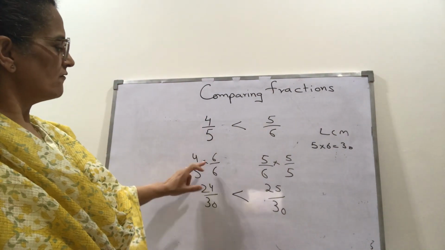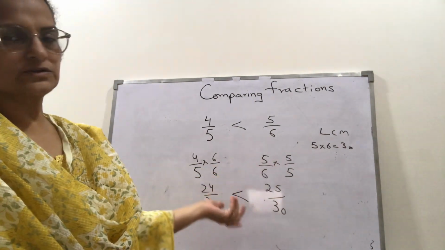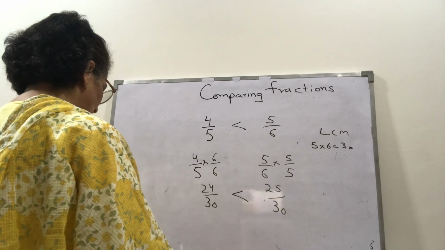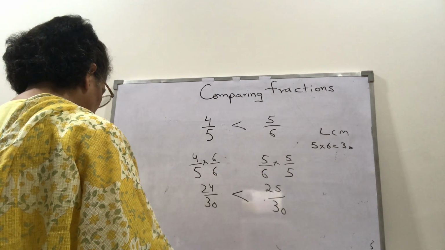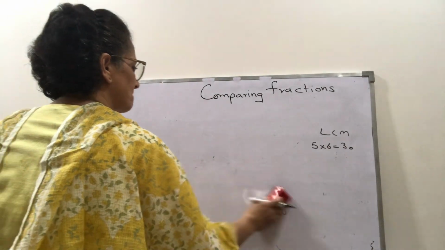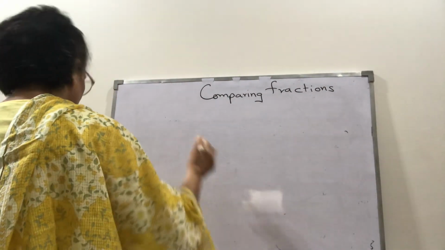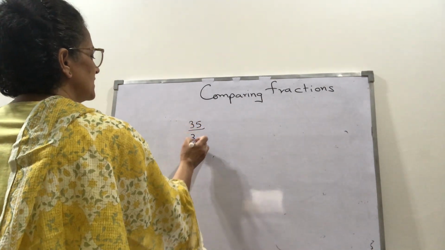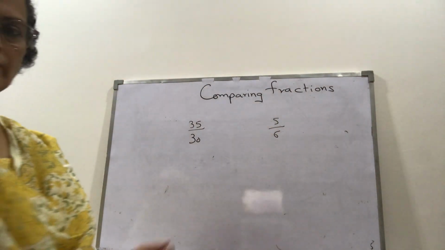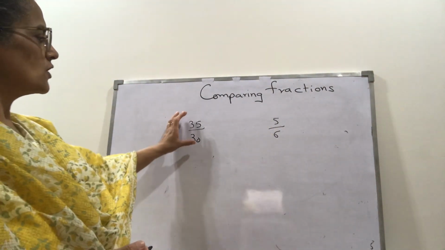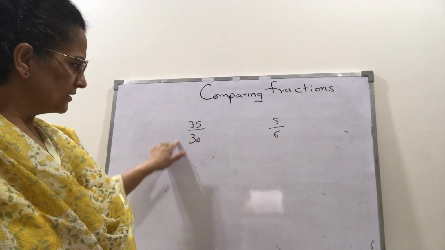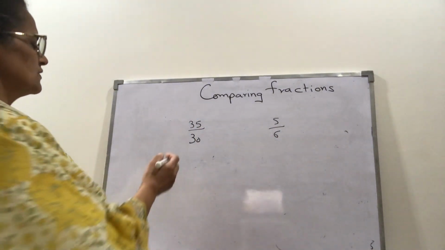Here we have multiplied. Now we can also divide. We can take an example where we can divide and make the denominators same. So I am taking another example. If I take 35 by 30 and here I have 5 by 6. Now if you have to compare this, instead of multiplying with 5 to get 30, I can divide this number also. So let me divide.